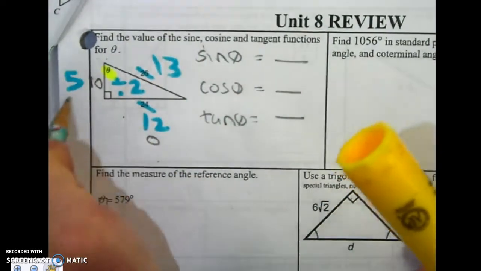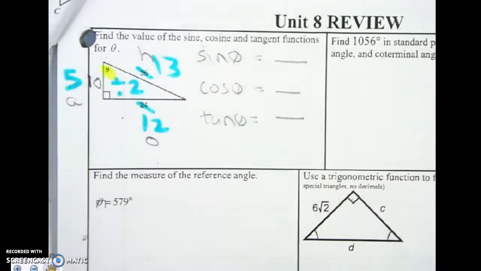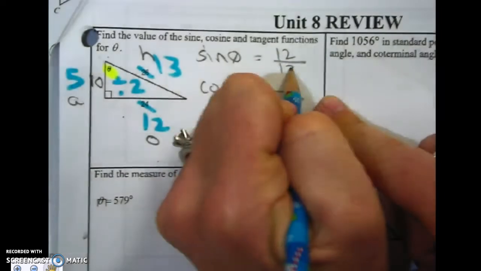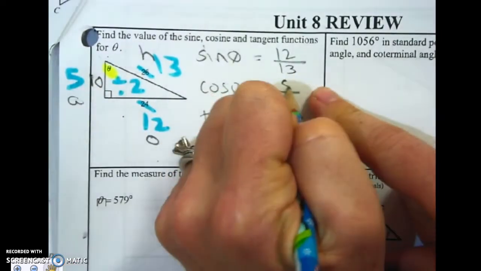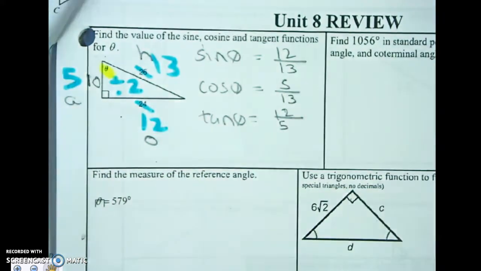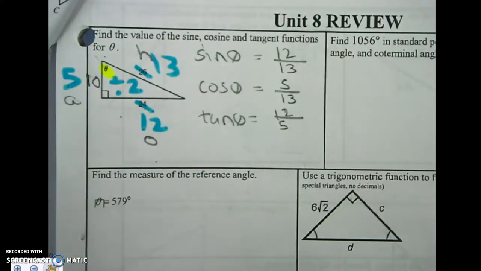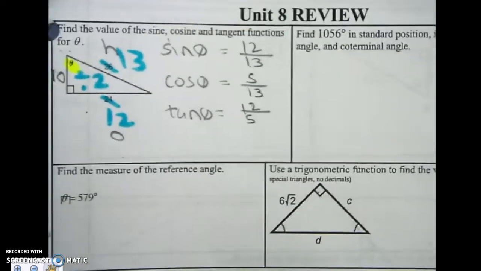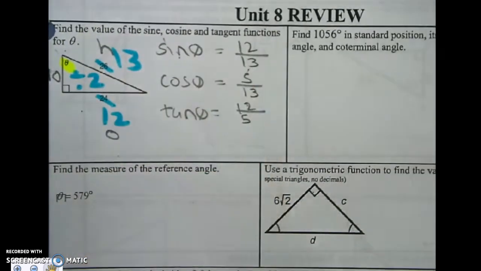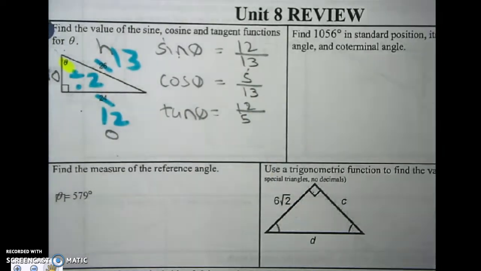So this is opposite, this is adjacent, this is hypotenuse. You don't need to show that work, but sometimes it's easier for sanity. So 12 over 13, 5 over 13, and 12 over 5. I don't need you to find the value of theta. It's not on a graph. But you could find the value of theta by doing the inverse sine of this.